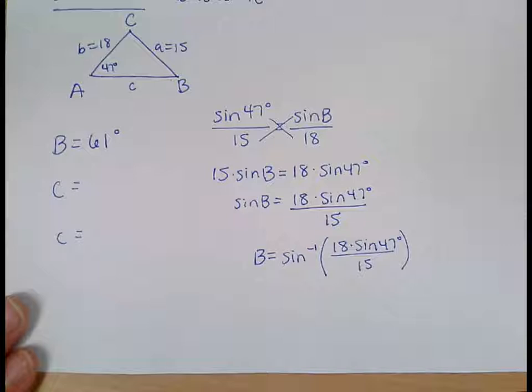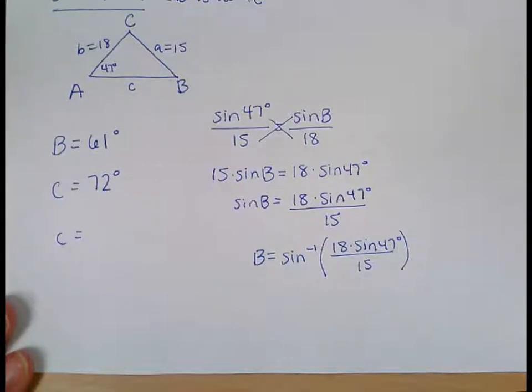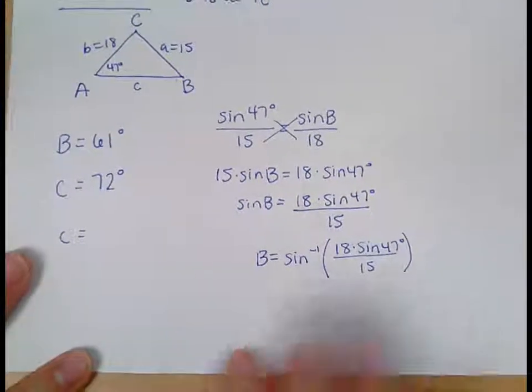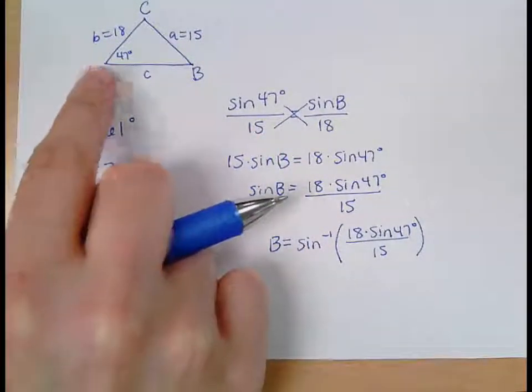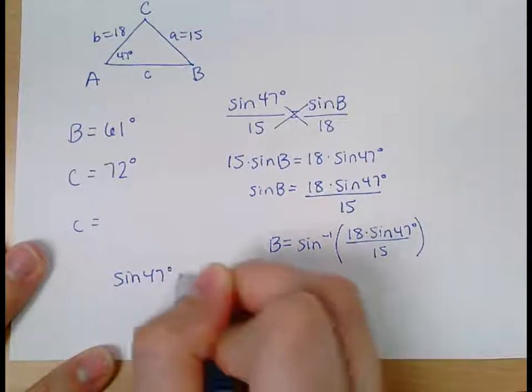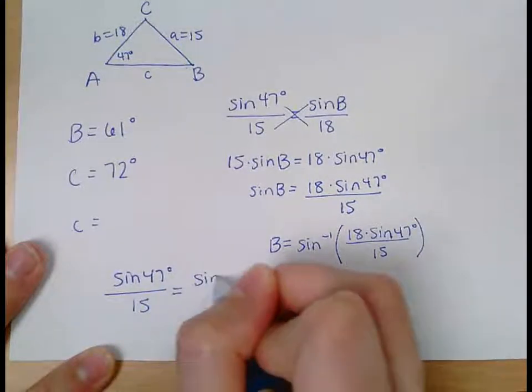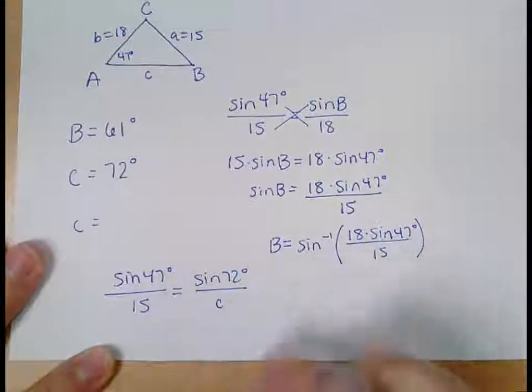All right, and then what can we find next? Angle C, and somebody said it, 72. 180 minus 47 minus 61. And then once you have angle C, you can use law of sines to find side C. So I'm still going to use the ratio with angle A and side A because it was given. So sine of 47 degrees over 15 equals sine of angle C, sine of 72 degrees, over side C.